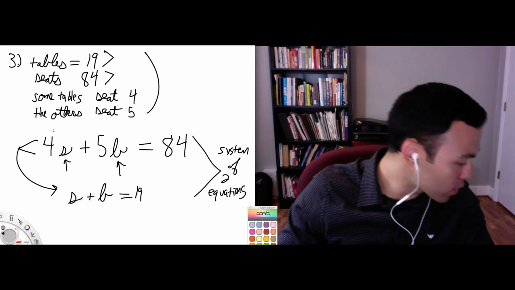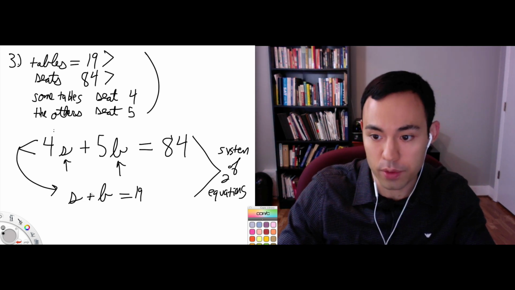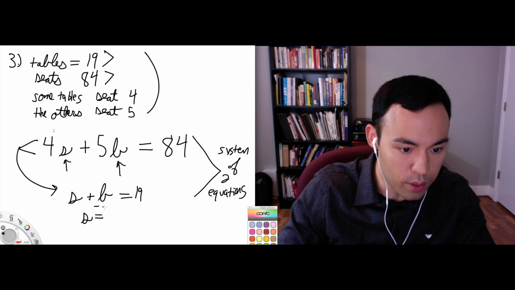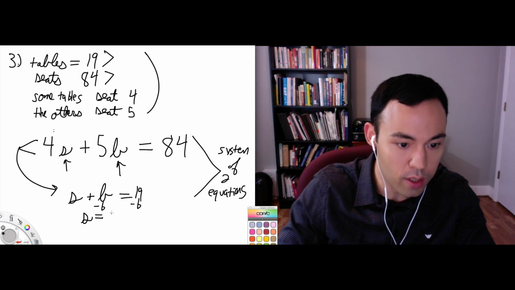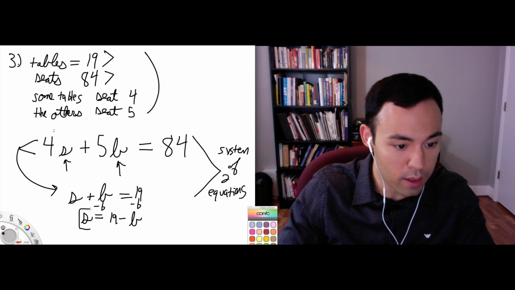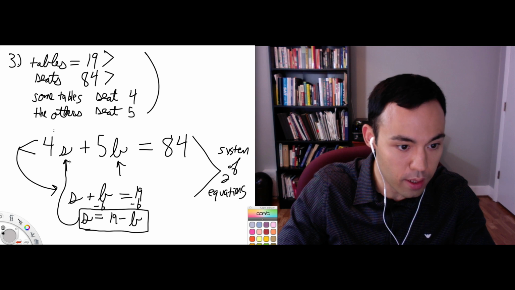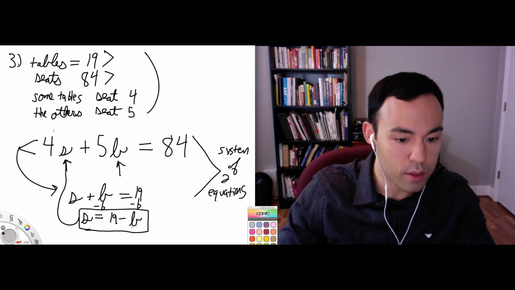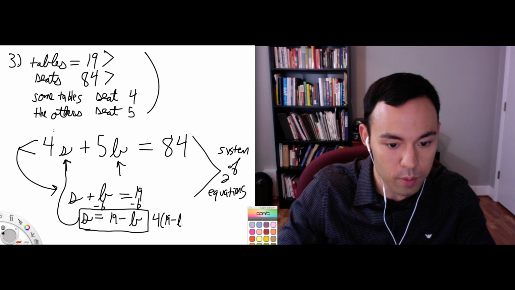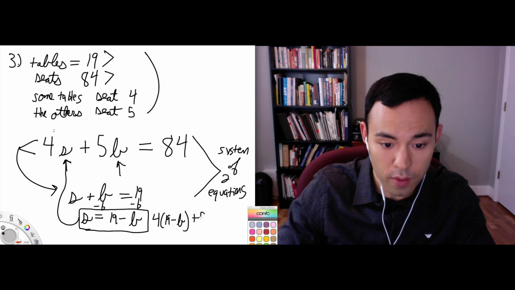So over here, they're interested in which one? The big tables, the 5-seaters. So I'm just going to go ahead and go small table equals, and I'm going to subtract b from both sides, 19 minus b. I'm going to take this little puzzle piece and plug it in right to here. So this is going to produce 4 times 19 minus b plus 5b equals 84.